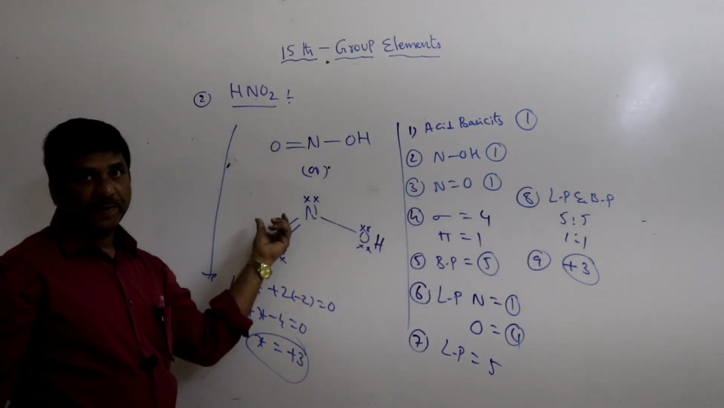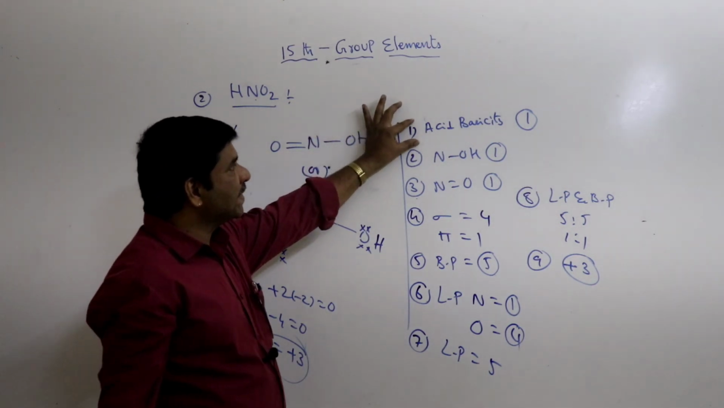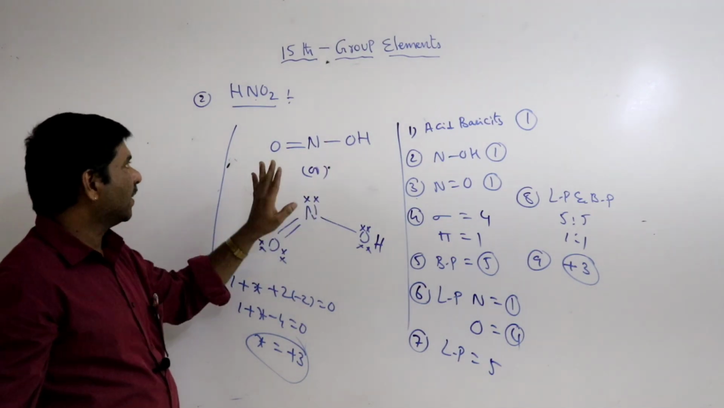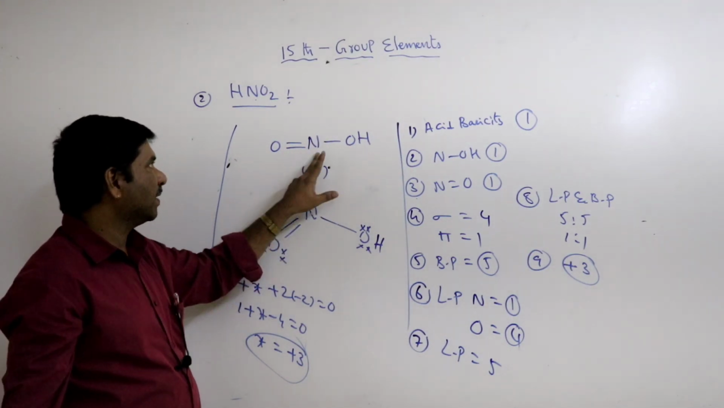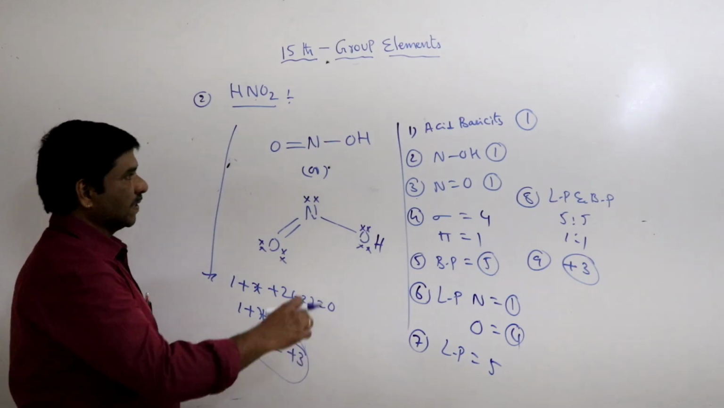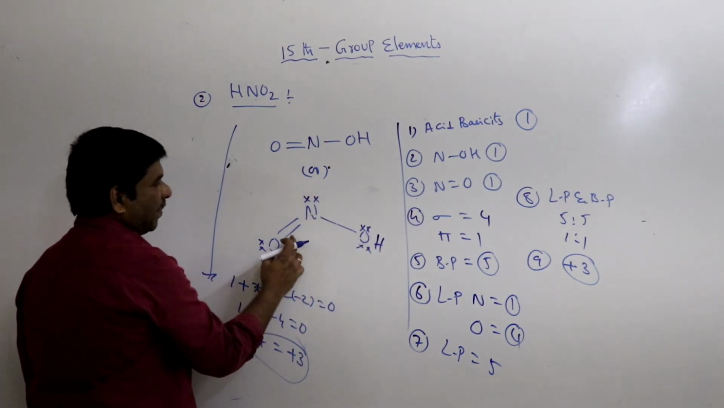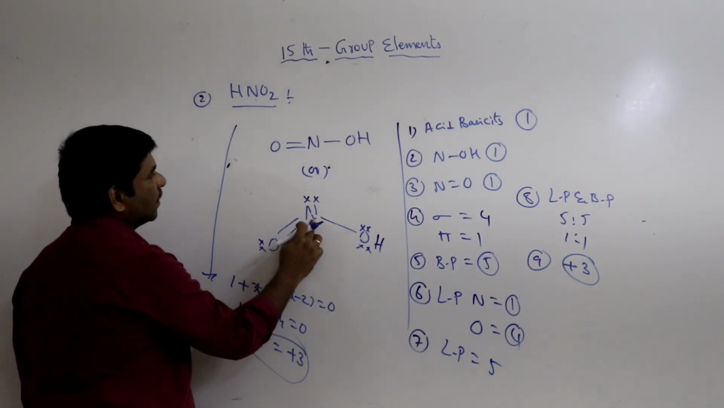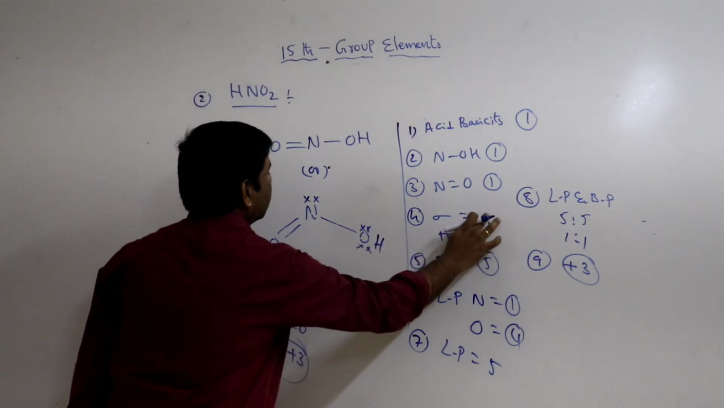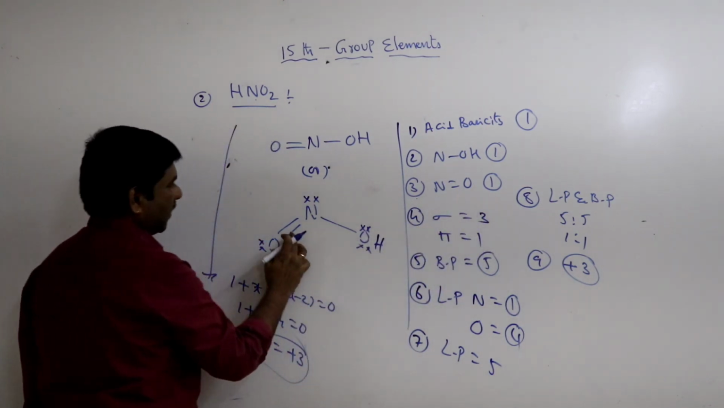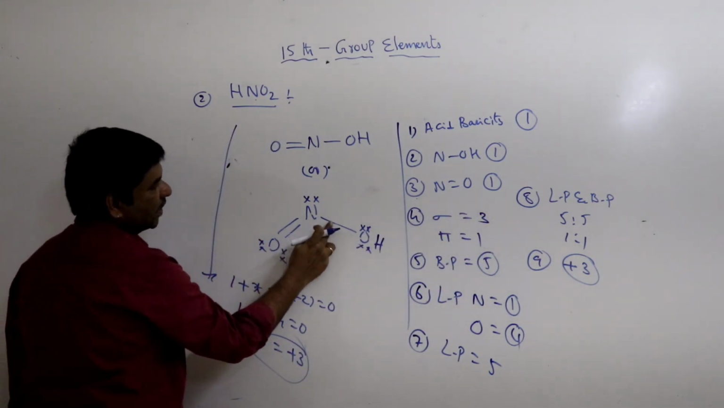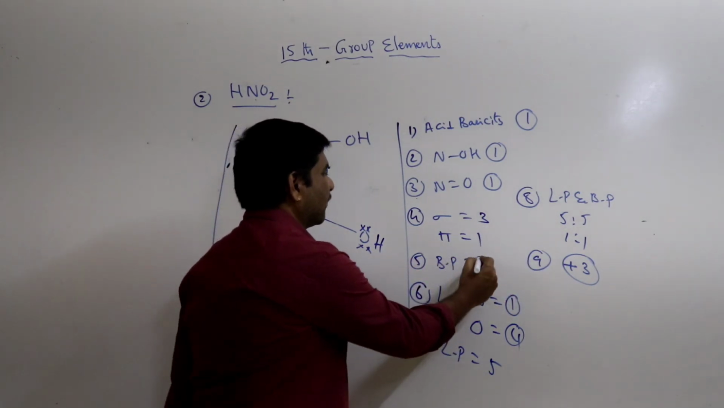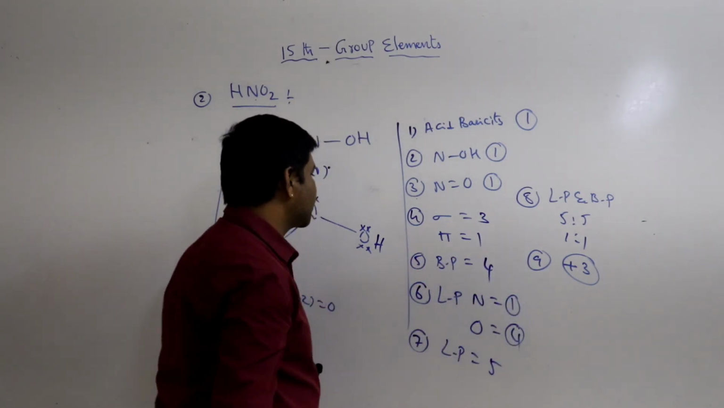Then hyponitrous acid. Its acid basicity is 1. The OH group number is called acid basicity. It is 1. The NOH group is 1, the N double bond O group is 1. Number of sigma bonds: 1, 2, 3 only. Number of sigma bonds is 3. Pi bond is 1. So the number of bond pairs is 4.